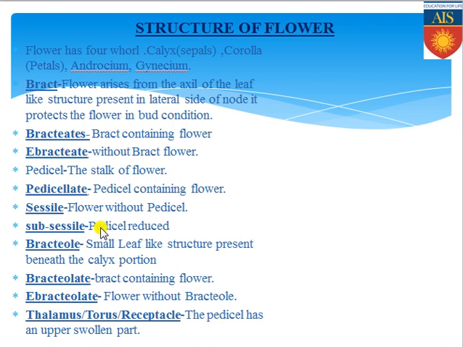And the last point regarding the structure of the flower is the thalamus or receptacle or torus. If you see any flower, the lower swollen portion where the pedicel is joining is quite swollen, and that is known as thalamus or torus or receptacle. So these are the portions of the flower we can commonly see from outside. Let's see the structure of the flower so that these specific portions I have just told in this slide will become clear.